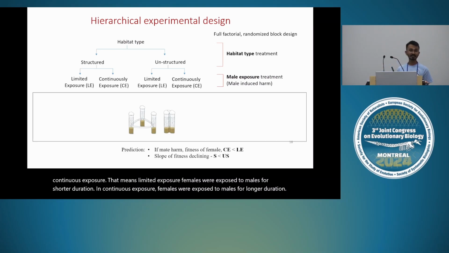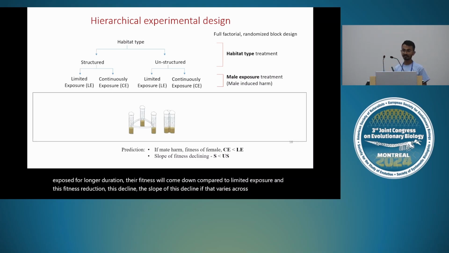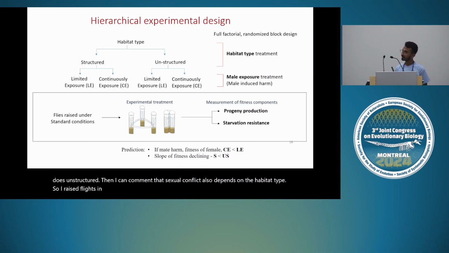The prediction is that if there is sexual conflict, there is male-induced harm, when females are exposed for longer duration, their fitness will come down compared to limited exposure. And this fitness reduction, this decline, the slope of this decline, if that varies across the structured or unstructured, then I can comment that sexual conflict also depends on the habitat type. So I raised flies in standard condition and they were subjected to these conditions. After that, I measured 2 components of female fitness, that is progeny production and starvation resistance.